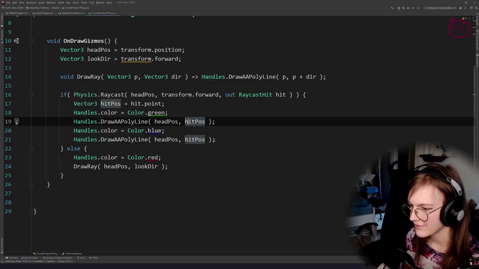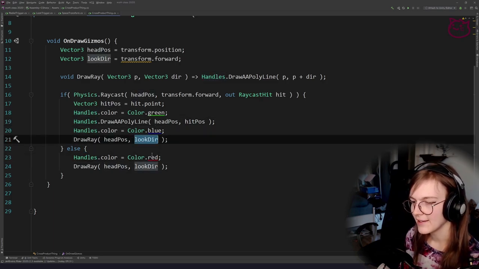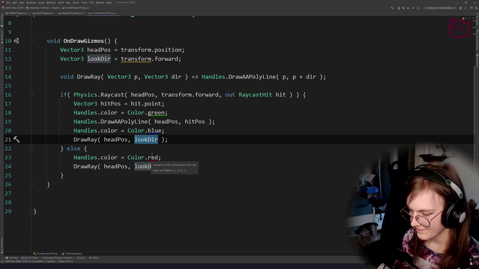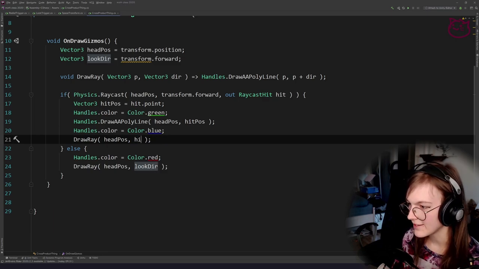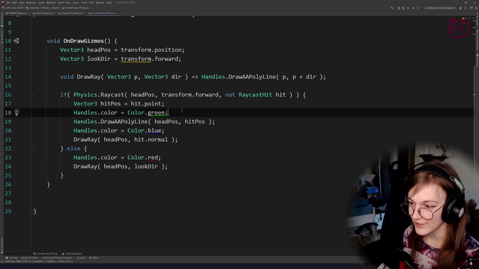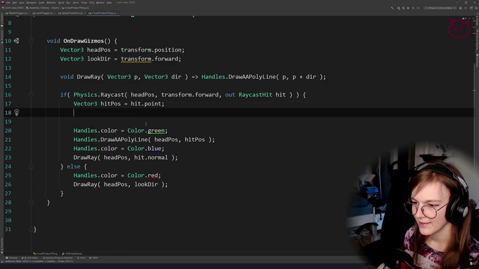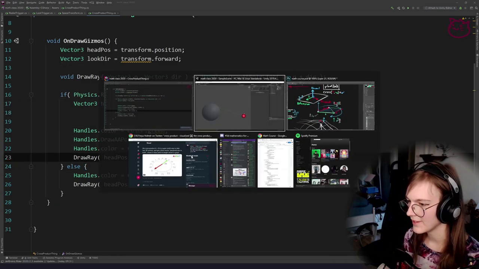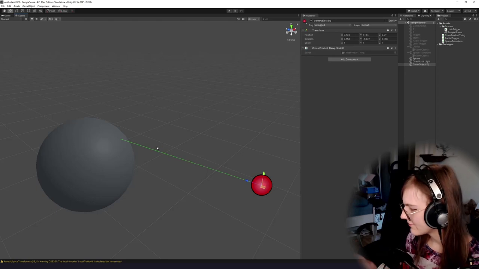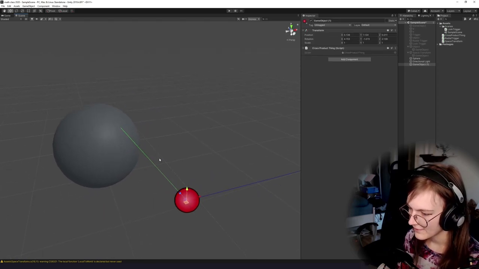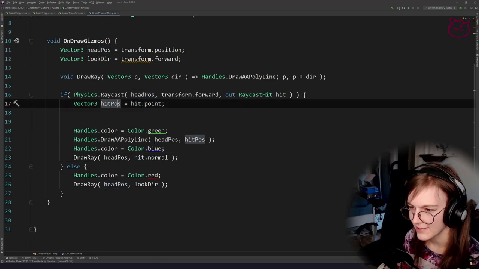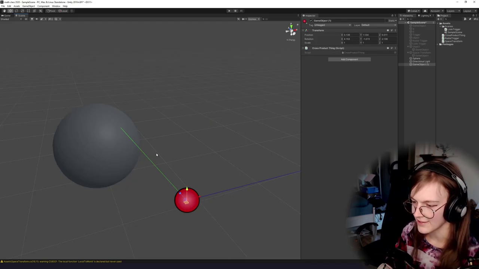So the normal of the surface, in this case, it's just hit.normal, right? That's already supplied by the raycast data. So we got the normal right there. And so we go back here just to verify that we got the blue line. We're drawing it in the wrong location, and that's because we should draw it at hit position and not at the player.